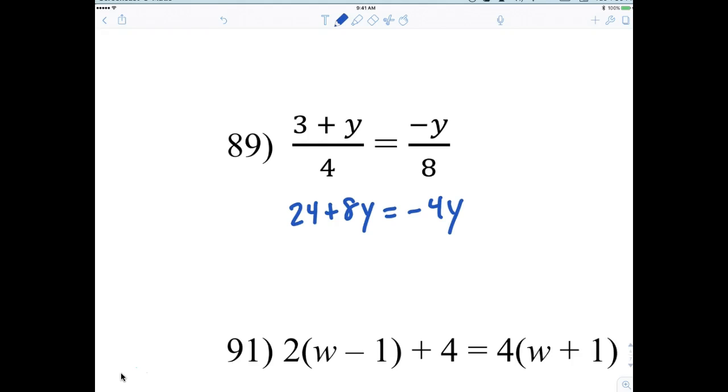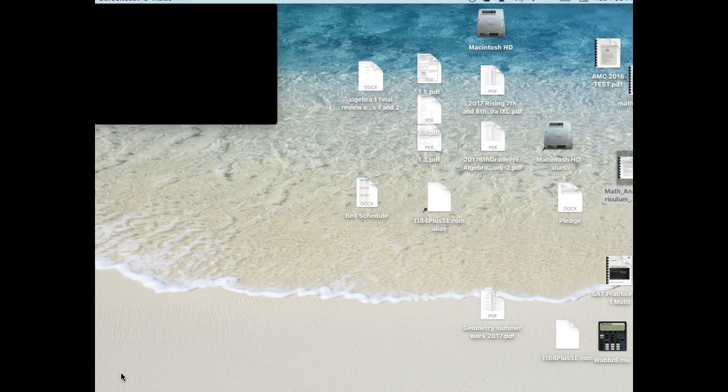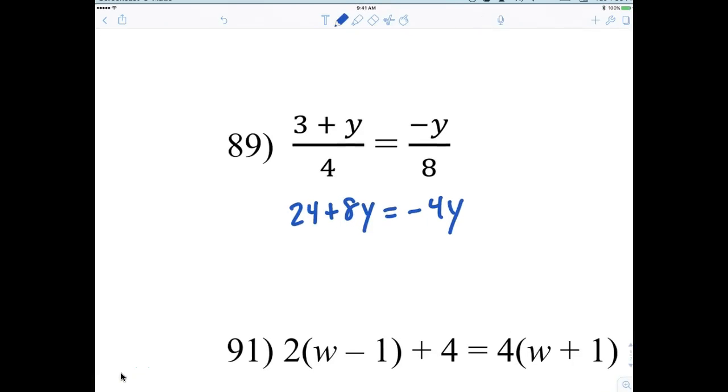Oh, I put 1y because I wasn't looking at the 8 going with the. So what would the final y be? So now, when you're moving things around, you end up with 12y equals negative 24. So y equals negative 2.